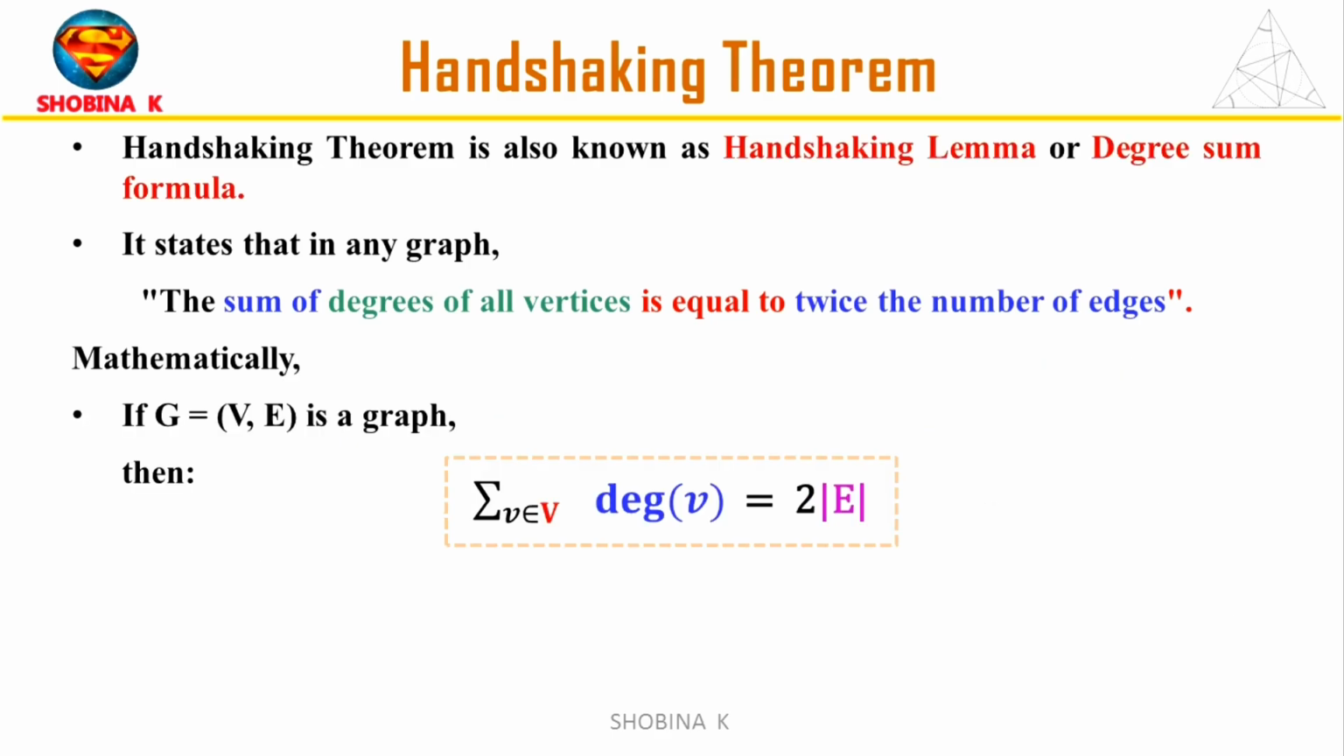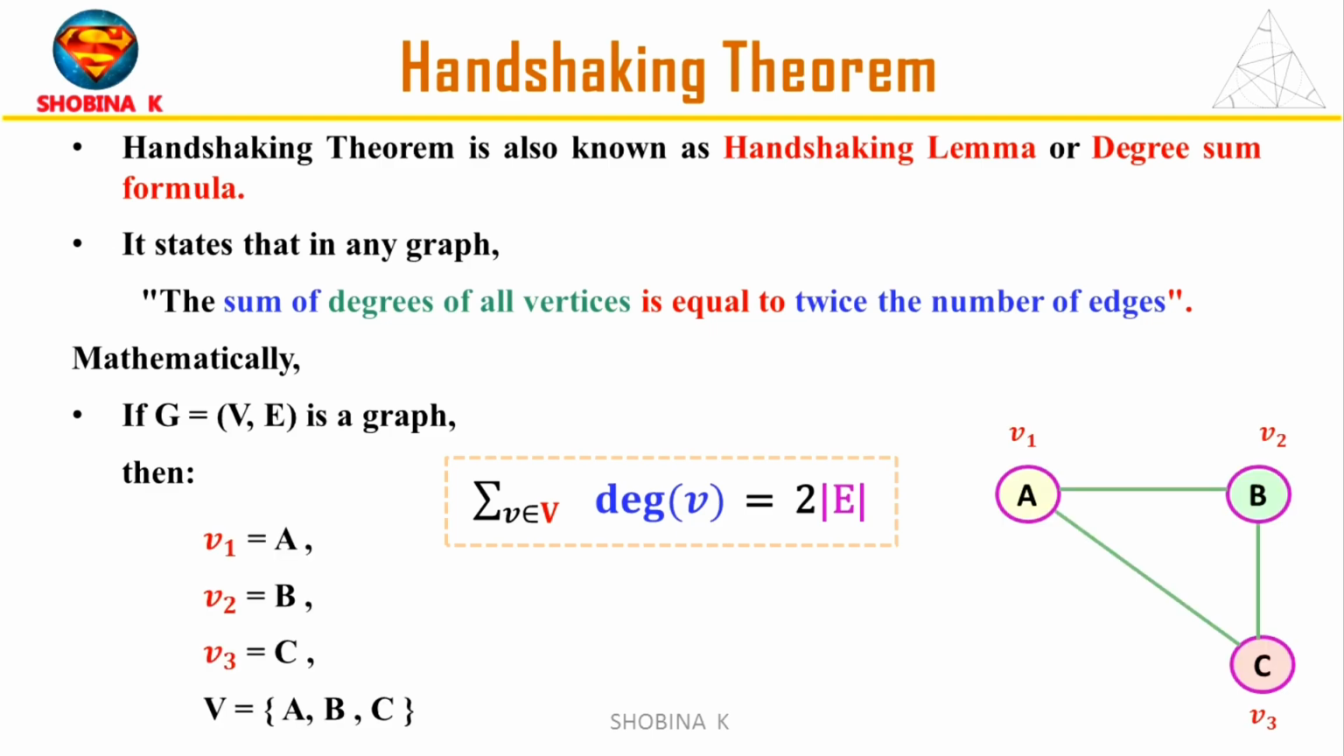It can be mathematically represented as given here. Look at this expression. First, a graph is defined. Let G equals (V, E) be an undirected graph, where V is the set of vertices and E is the set of edges. Next, the sum notation. The sigma symbol denotes a summation. Here it sums all degrees of vertices in a graph.